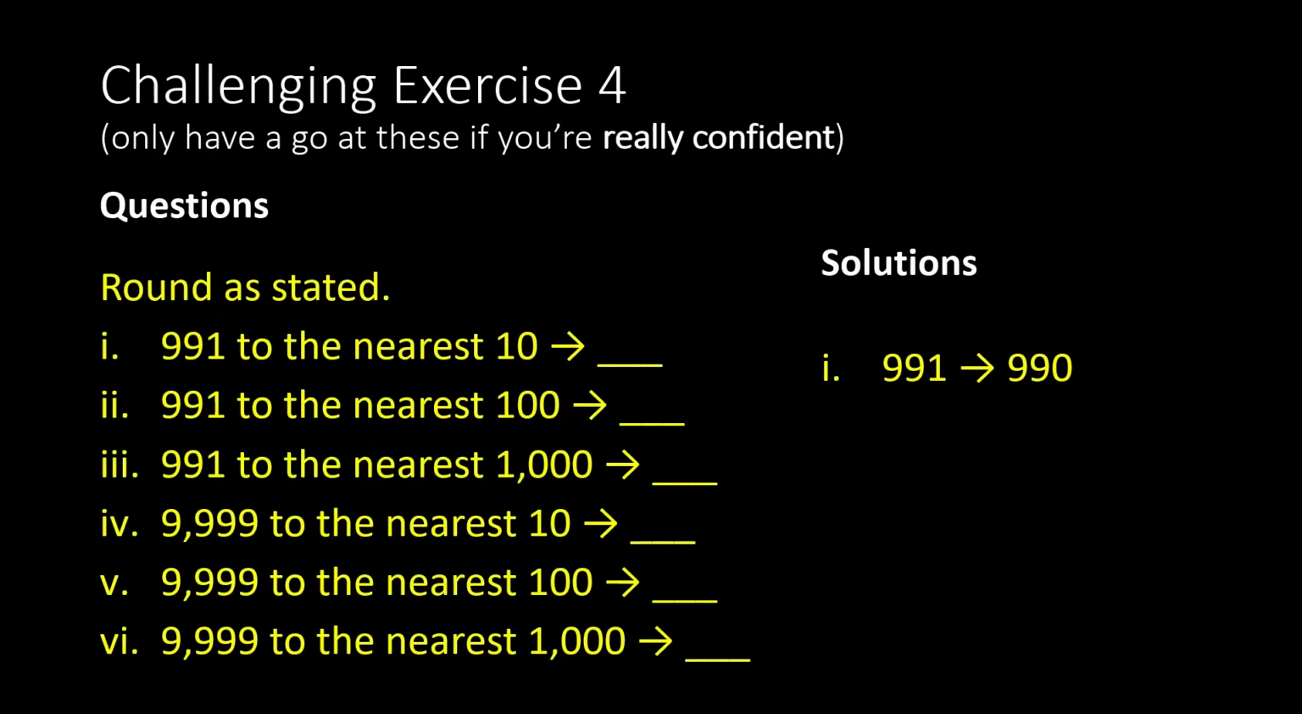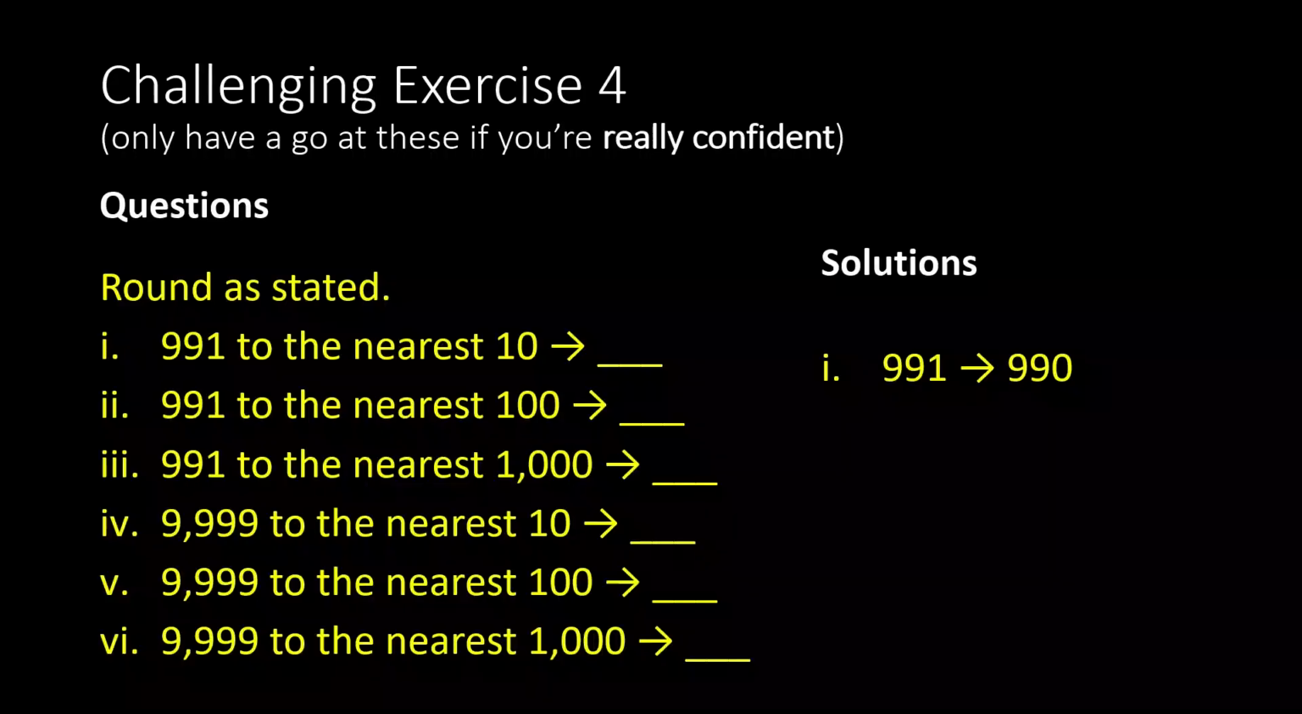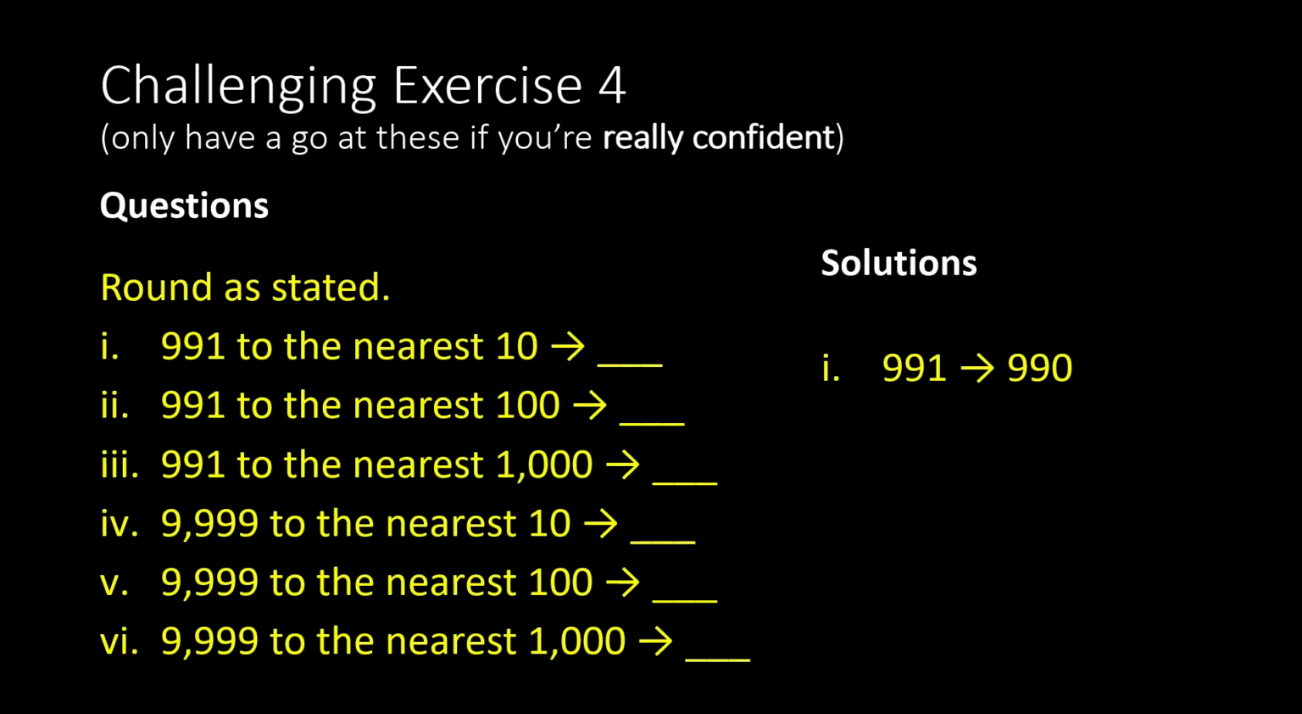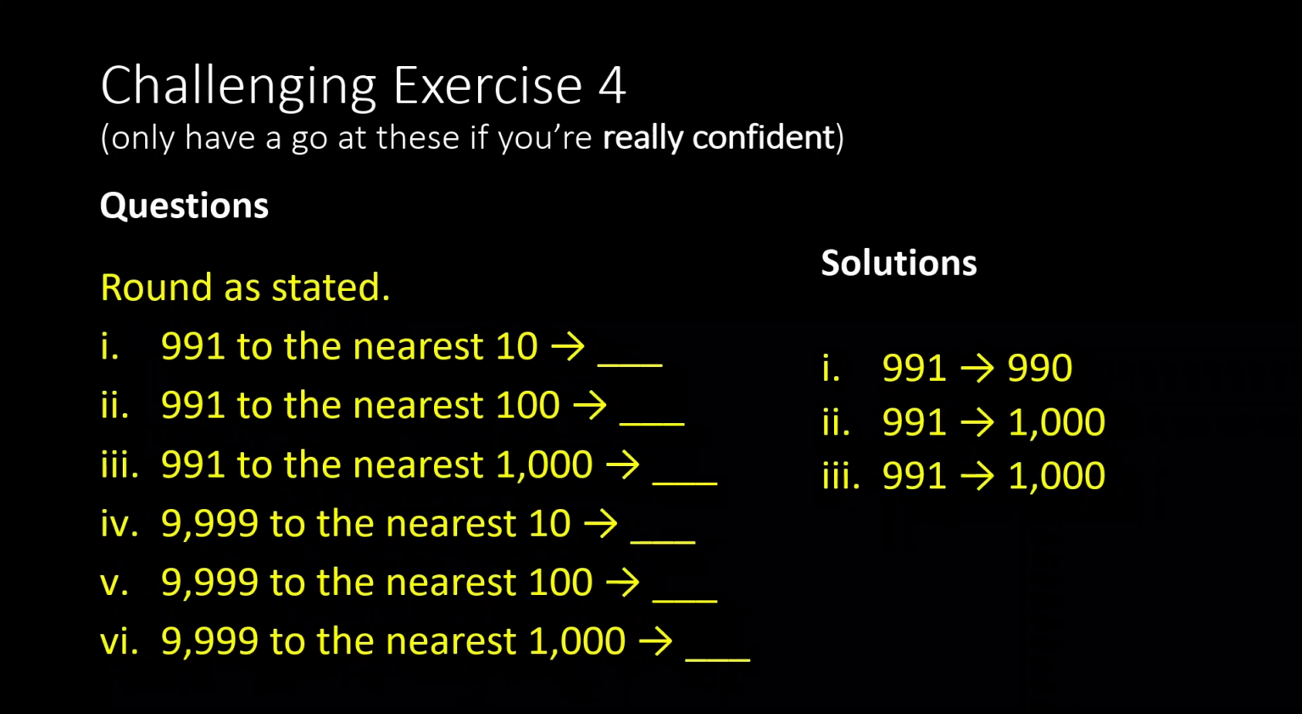For part 1, the ones digit is 1, so we round to the nearest multiple of 10. So 999 to the nearest 10 is 990. For part 2, the tens digit is 9, so we round up from 991 to 1000. And for part 3, 991 to the nearest 1000 is 1000. And now for the rest of the solutions.